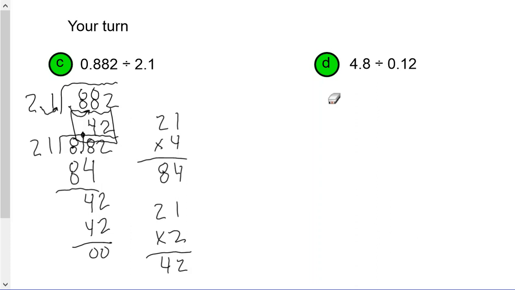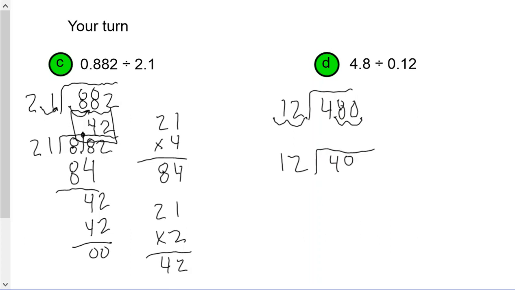Last one, we got 4.8 divided by 0.12. Okay, now this one, in order to get it to a whole number, we have to move it to the right 2 times. So that would be 1, 2, become 12. And now we have to do the same to our dividend. And remember, when we have a decimal, it could be zeros that go on forever. But we can move this 4.8 to the right 2 times. 1, 2. And now we have 12 and 480.